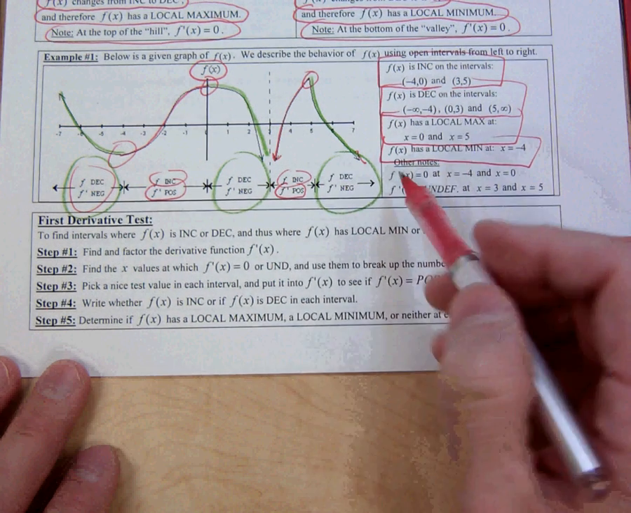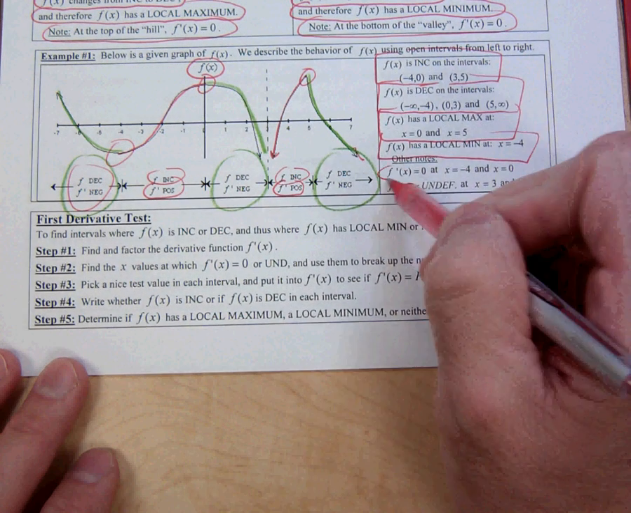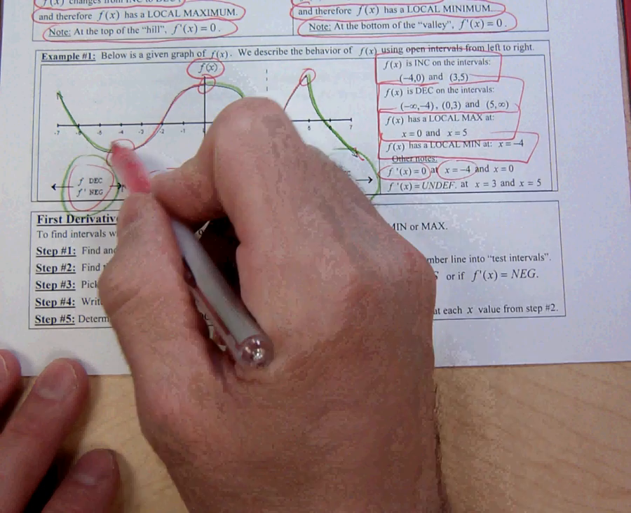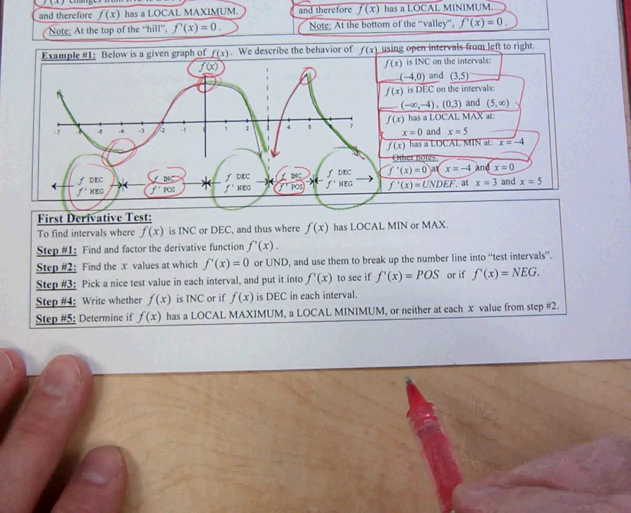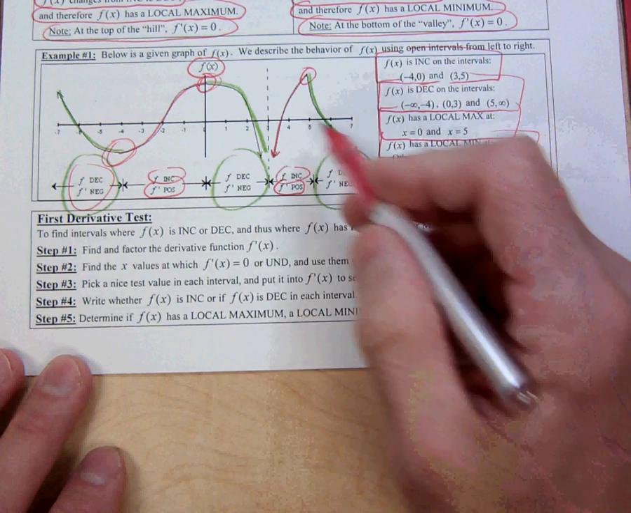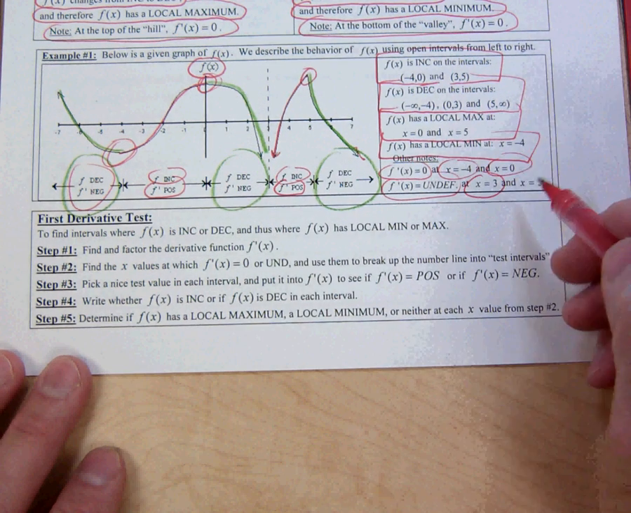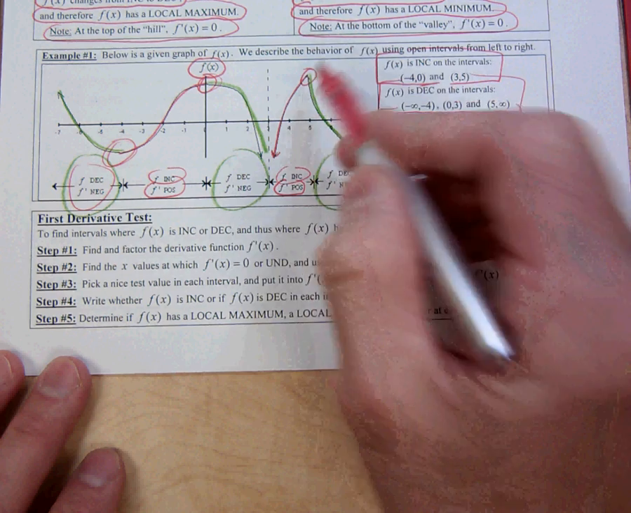Okay, other notes. Where's the derivative 0, guys? Quick. At -4 and at 0. Where is f prime undefined? At 3, because f is undefined. And where else? At 5, because there's a sharp turn. Is that clear?